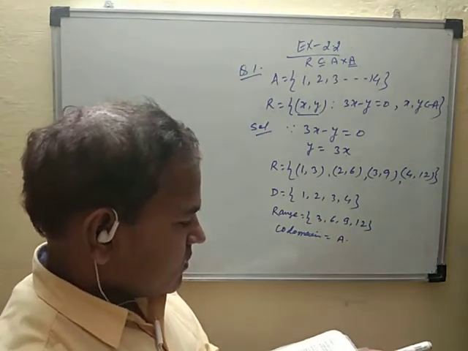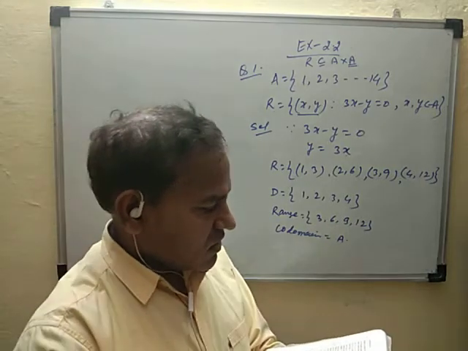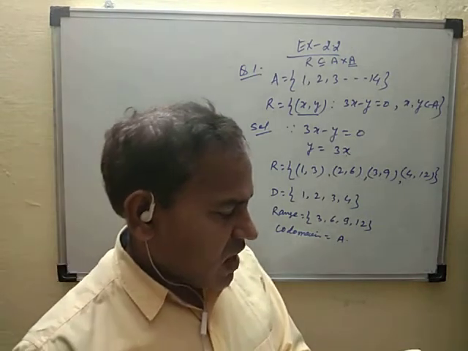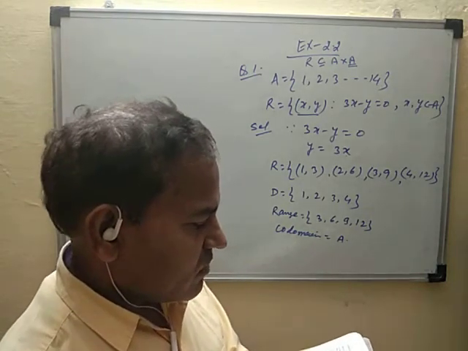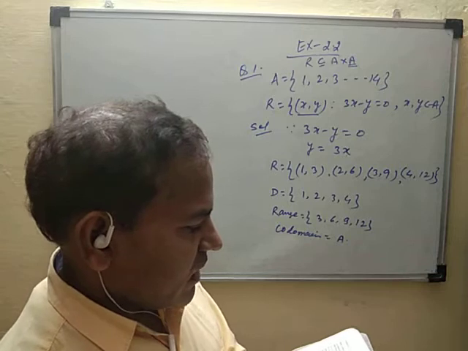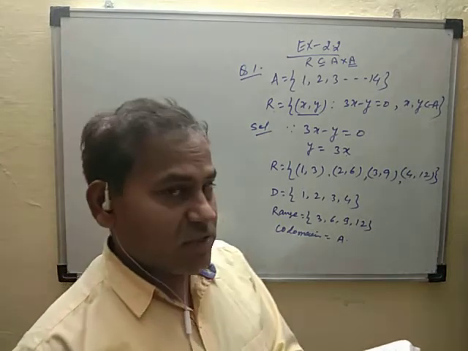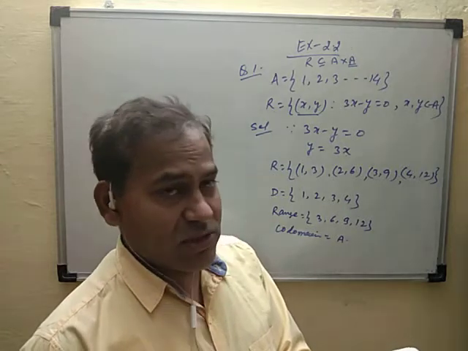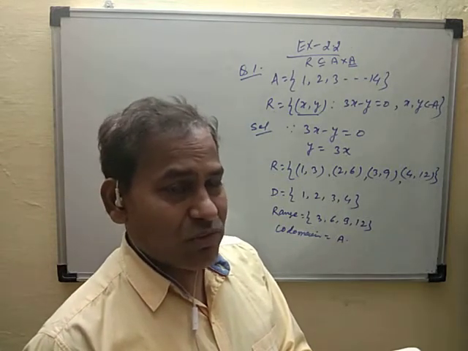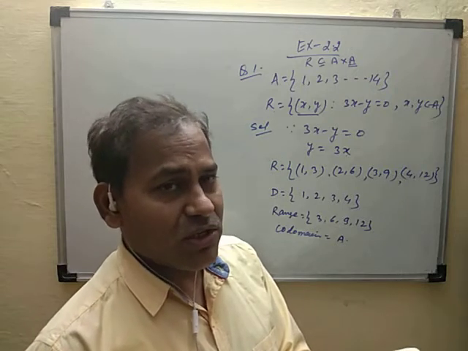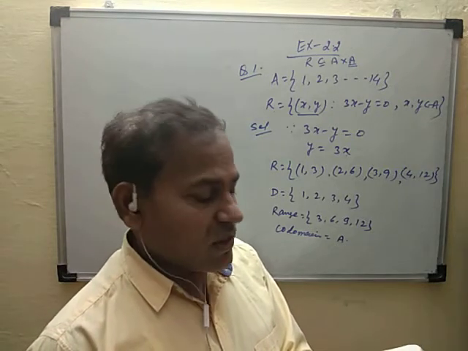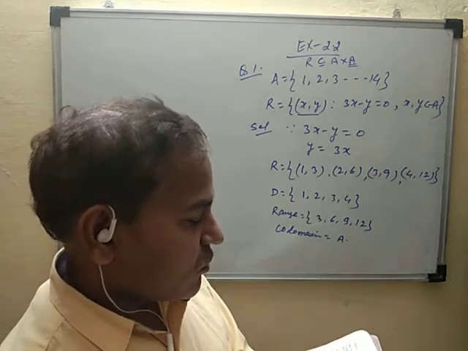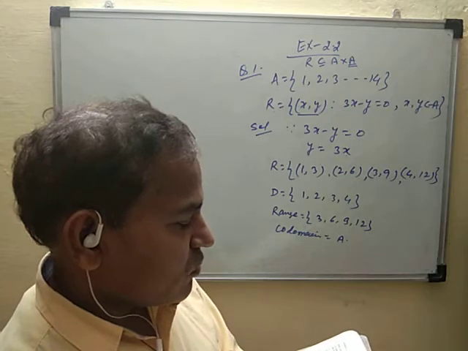Now question number 2. Question 2: define a relation R on the set N of natural numbers given by {(x, y) such that y is equal to x plus 5, x is a natural number less than 4}. That is, the values of x are 1, 2 and 3. So put x equal to 1, 2 and 3 and find the value of y. Depict this relationship using roster form. Write down its domain and range.